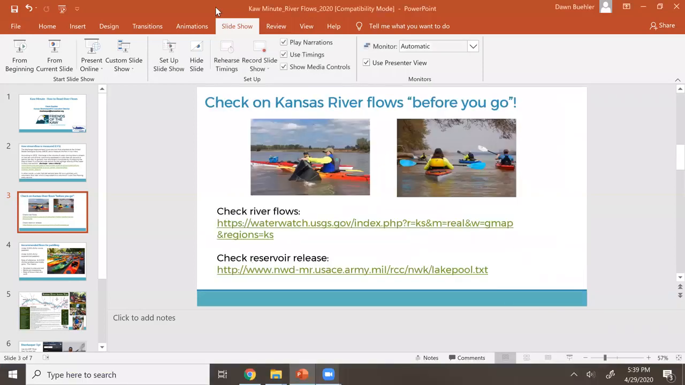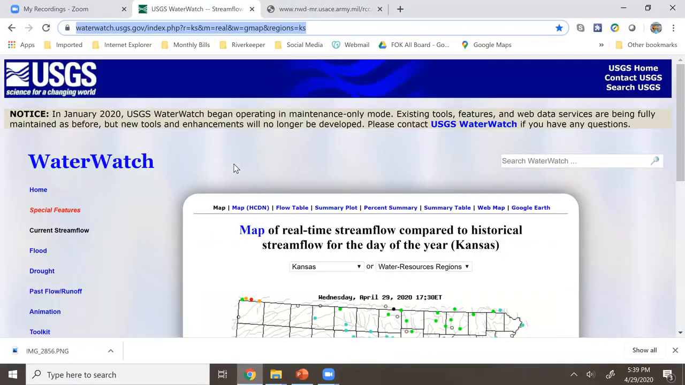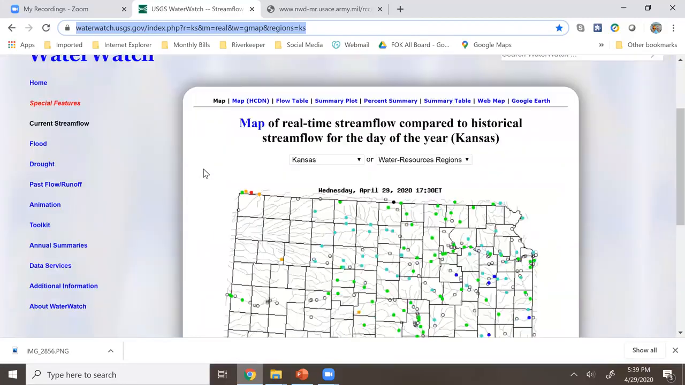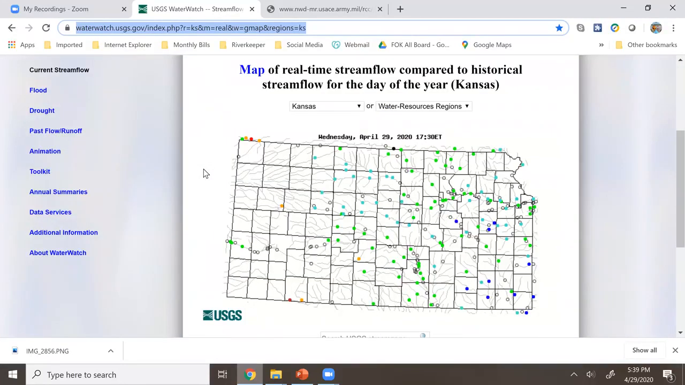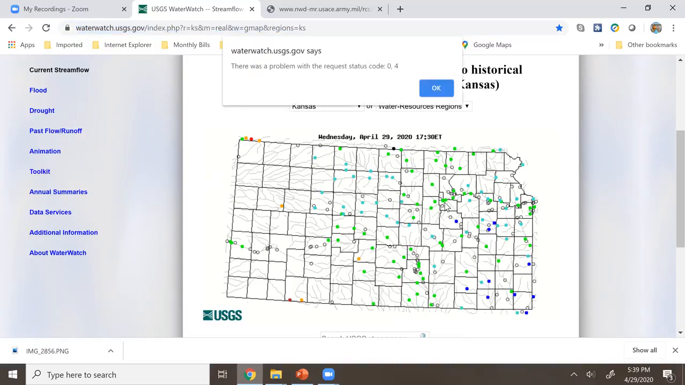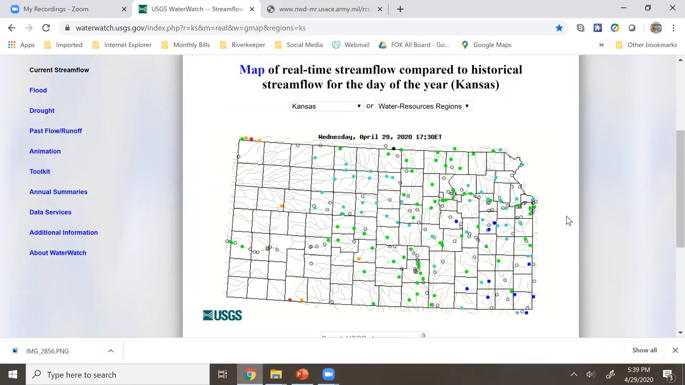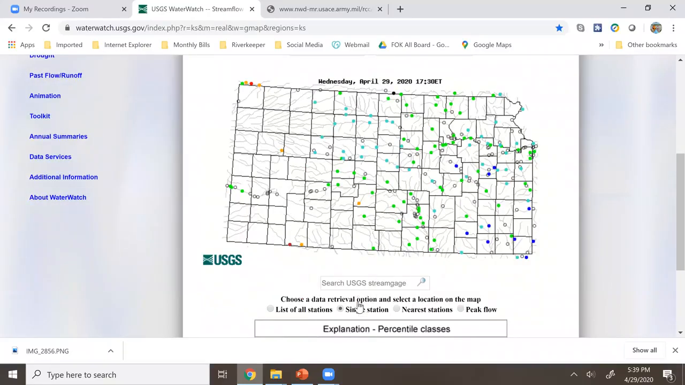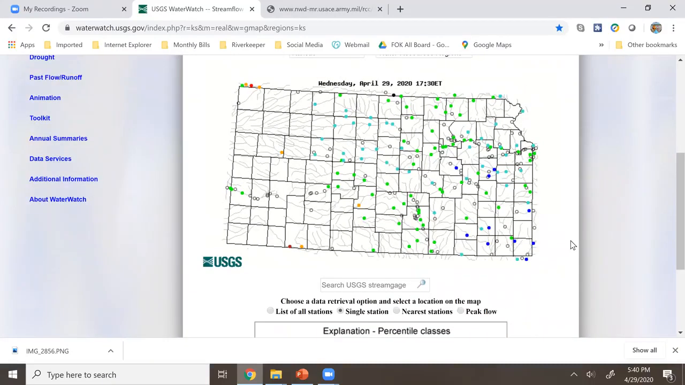If you were to pull up the link for the USGS website that we have linked for you in this presentation, you can pull up this map of the state of Kansas, and it shows you every river that has a gauging station. These little dots, if you go all the way down to the bottom, it shows you the explanation for the different color codes of the classes, whether it's considered normal precipitation, above normal, much above normal. So that gives you one indication.